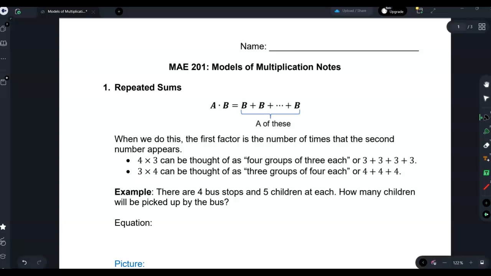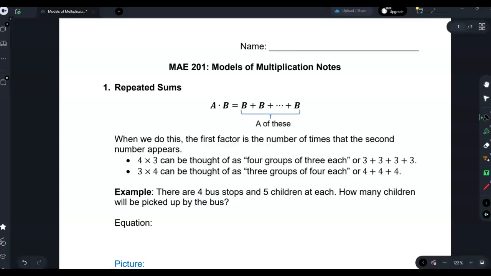So we'll look at an example of this. This says there are 4 bus stops and 5 children at each. How many children will be picked up by the bus? So based on this, we can say that we are repeating the number 5, right? We have 5 children, and we're repeating that how many times? We're repeating it 4 times. So this is essentially 4 groups of 5 each.